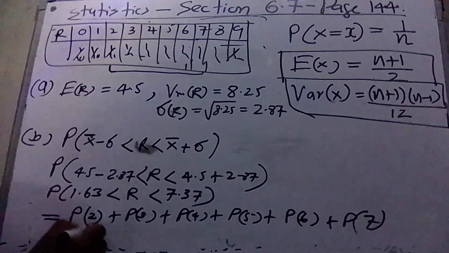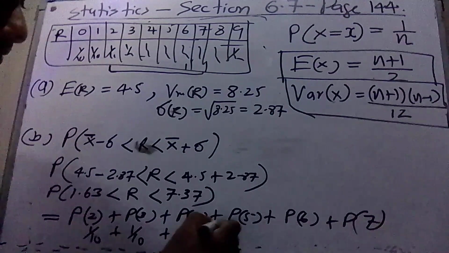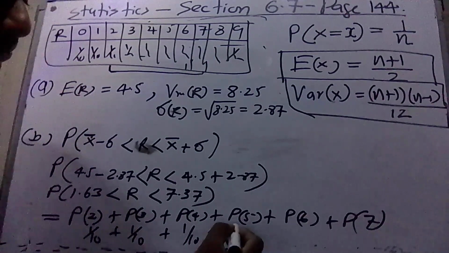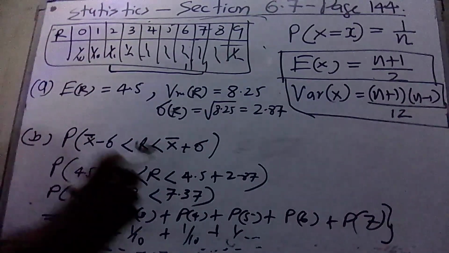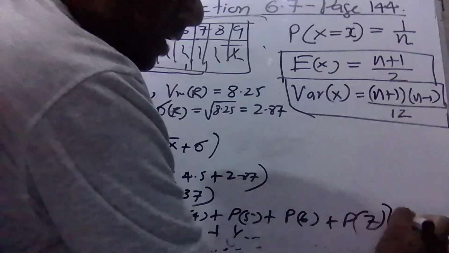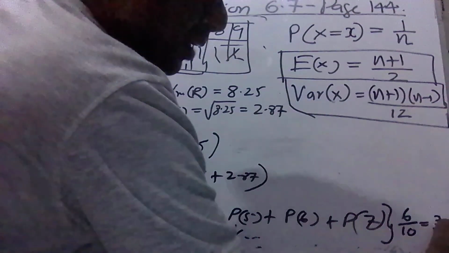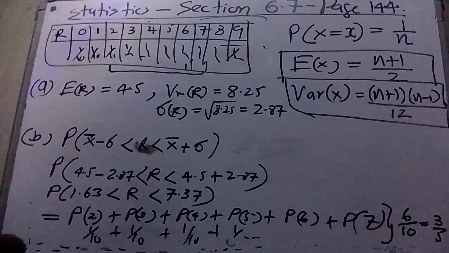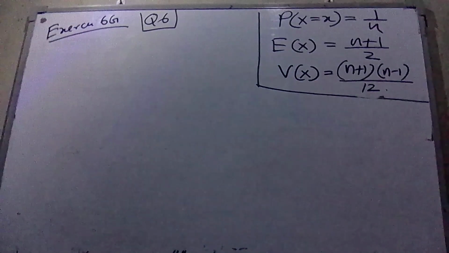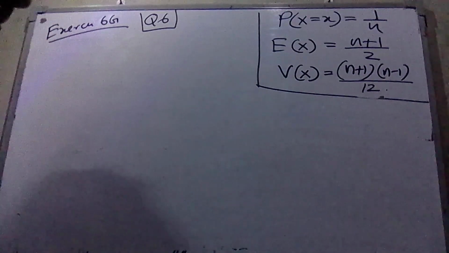So all will have 1 over 10 probabilities, 1 over 10, 1 over 10, like that. So how many are there? The final answer is 1 over 10, so you have to add 6, so that is 6 over 10, and that is equal to 3 over 5, or as a decimal 0.6. So we did example 1. So I will do this question and finish off this small section.